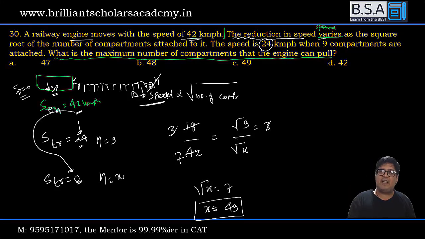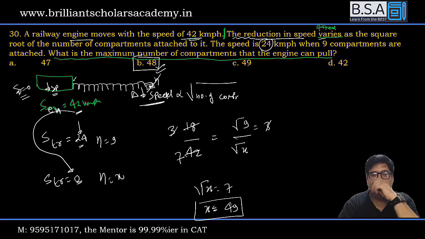So how many can it carry? How many can it carry? 48 bogies. 48 bogies it can carry. Write it down. 49th one breaks the train, stops. When you stop the train, speed becomes 0. What is the maximum number of compartments the engine can put?